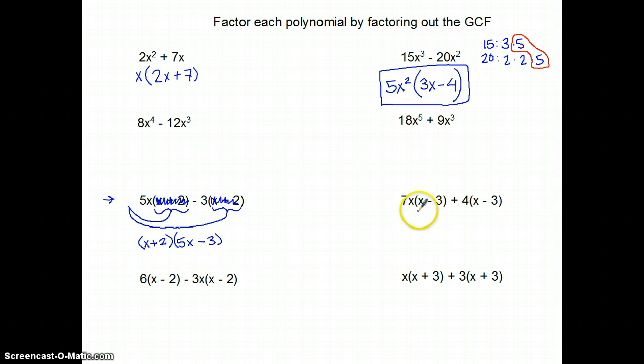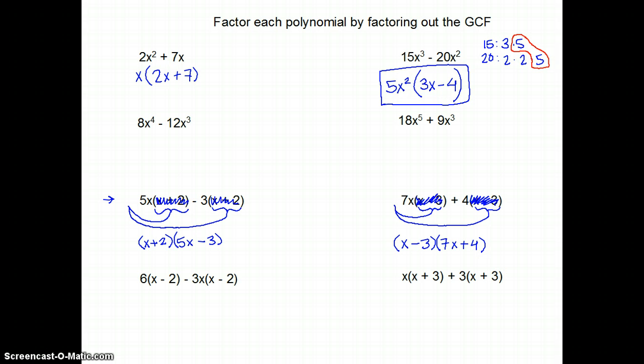To the right, I see an x minus 3 repeated. This entire expression is stuck together because it is in parentheses. So I'm going to take that entire x minus 3 out to the front. So I have an x minus 3. When I take that out, from my first term I am left with a 7x. And from my second term, taking out that x minus 3, I am left with a plus 4.